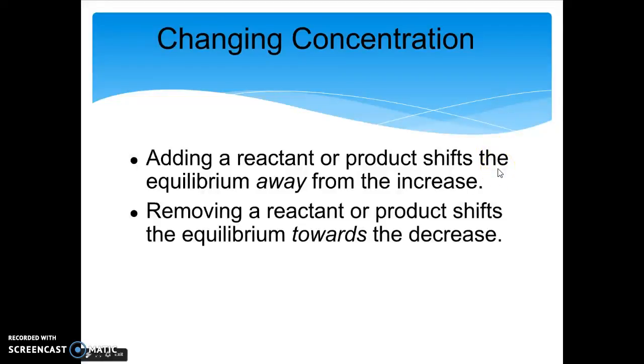First, changing concentration. If I change concentration, I can add a reactant or product, and that's going to shift the equilibrium away from that increase. Or I can remove a reactant or product, and the equilibrium is going to go towards that decrease, kind of like I'm filling a void. This is like I overloaded one side, so it shifts away from that. This is like I created a void, so it shifts towards that.